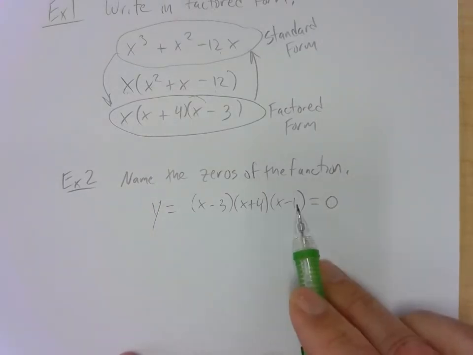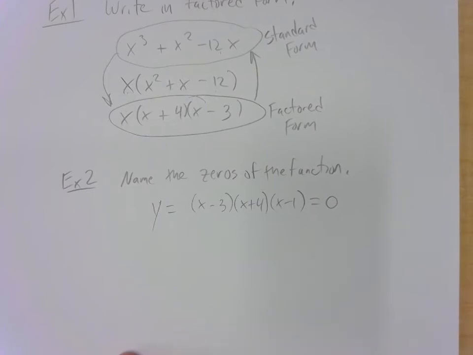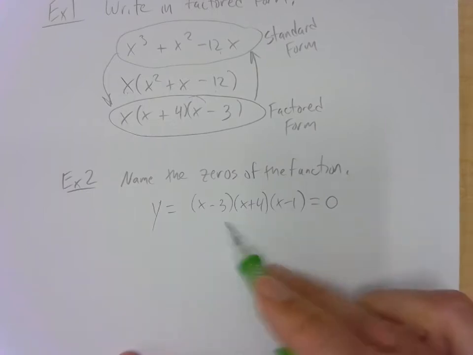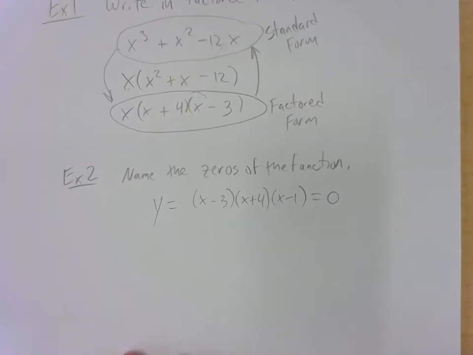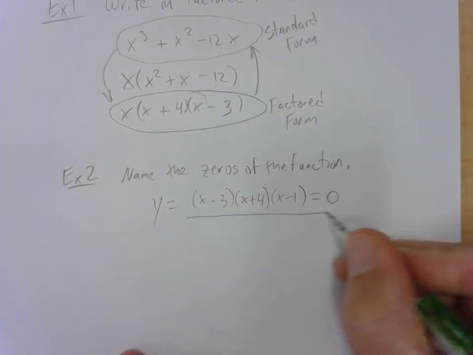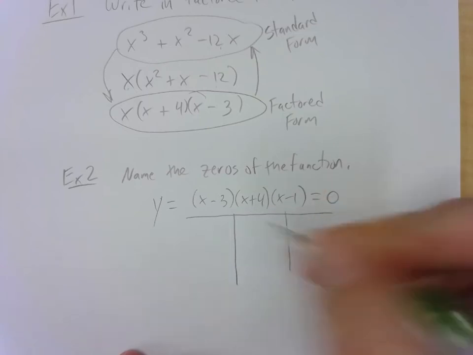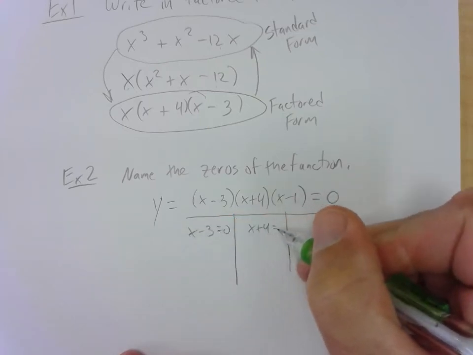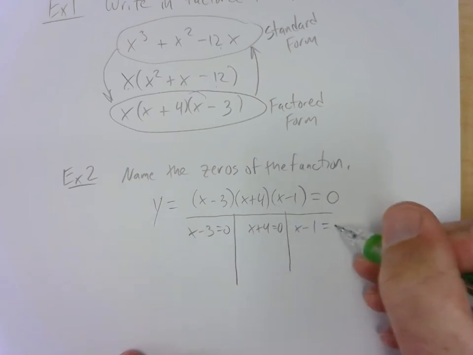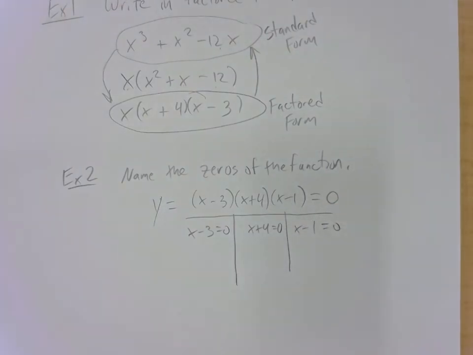So since it's already factored, I can use the zero product property. But since there's 3 parts, I like to call it the zero product super property. So I actually make 3 compartments. X minus 3 equals 0, x plus 4 equals 0, and x minus 1 equals 0. So I have 3 compartments, or instead of 2, like with quadratics, you just have 2 things that you set equal to 0. Now I have 3 parts I set equal to 0.